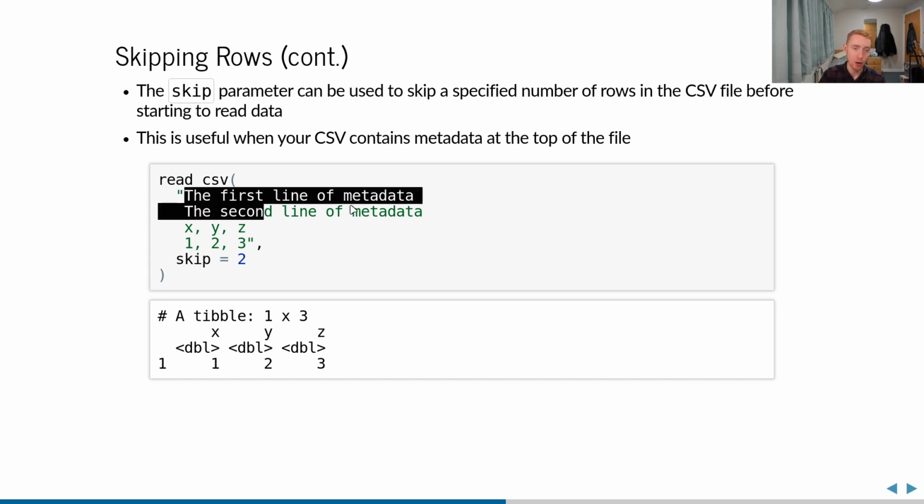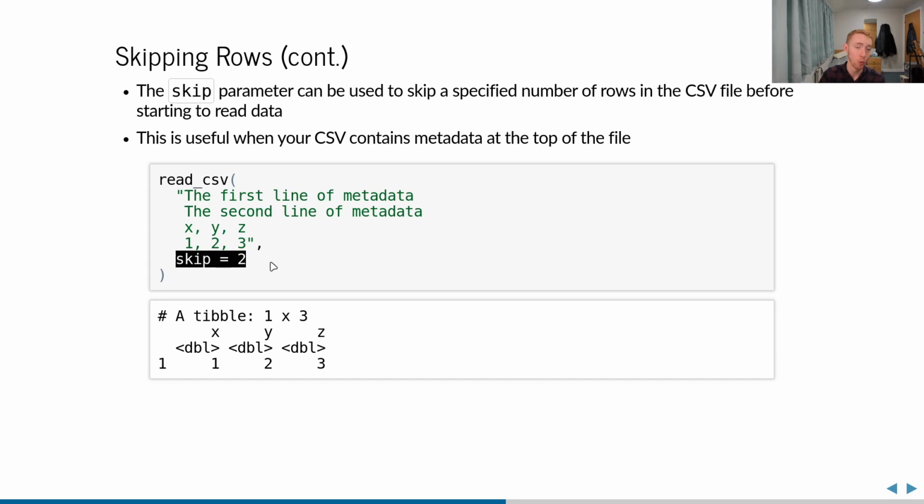We can skip these first 2 by, after either our inline CSV or the file name, having a comma, and then skip equals 2. And so this number could be any number, that's just how many lines we're going to skip. We skip those first 2 there, and then that gives us this tibble here with just the x, y, z as the headers, and 1, 2, 3 as the values.